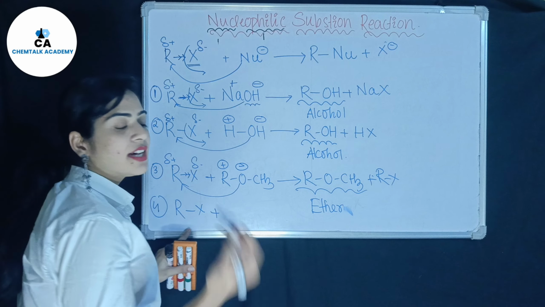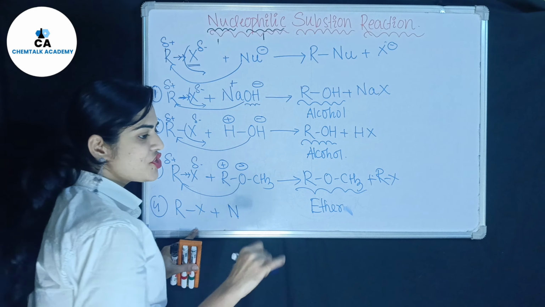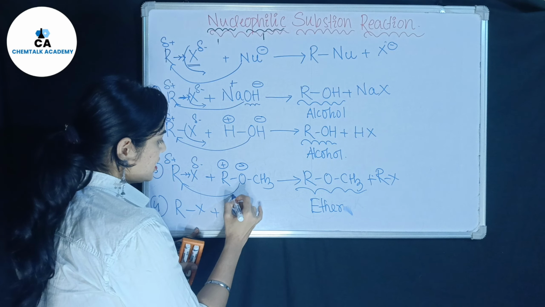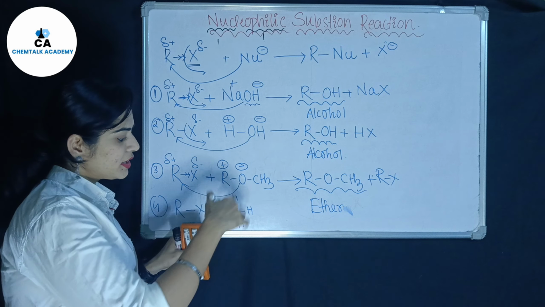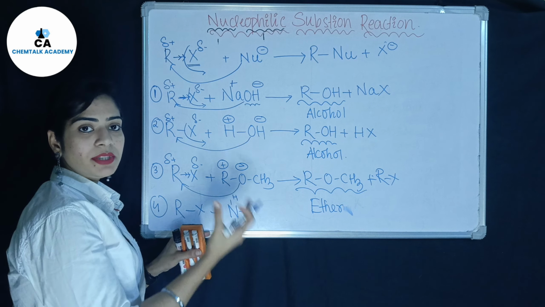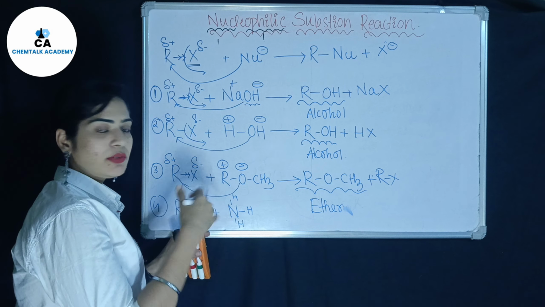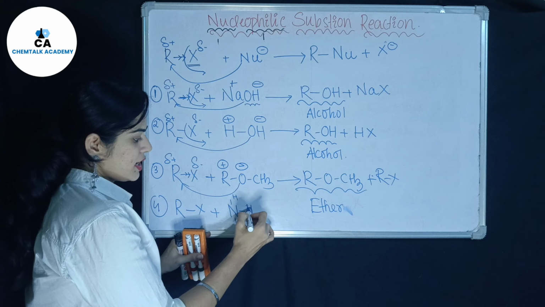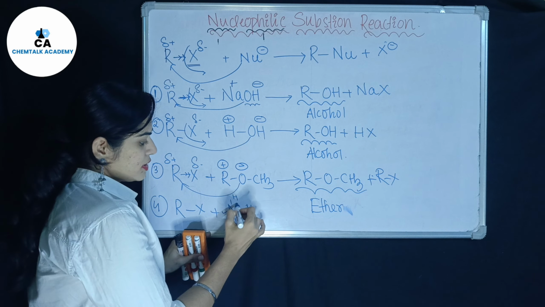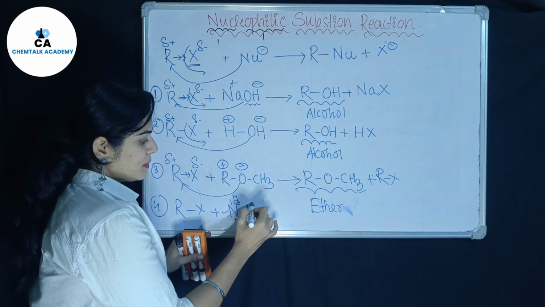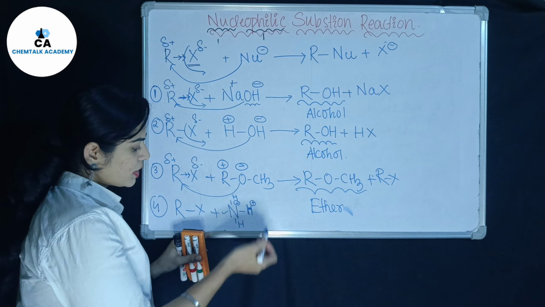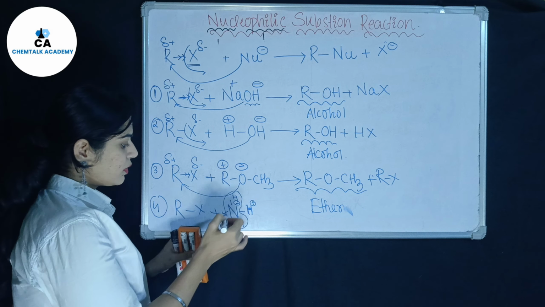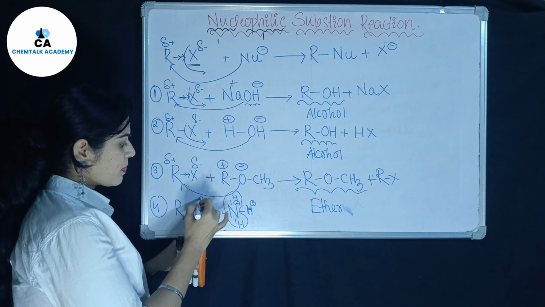RX when reacted with ammonia, NH3. I am writing it like this so that you can understand easily. Now tell me, which will act as the nucleophile, which part will be negative and which part positive? Obviously between nitrogen and hydrogen, nitrogen is highly electronegative. So this will be our negative side and this will be our positive. So what will our reaction be? Who will attack? NH2, the nucleophile, will attack the alkyl group.